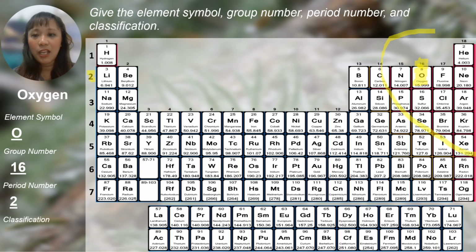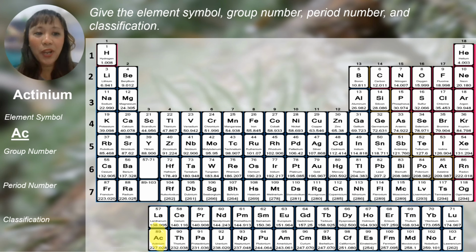Next, let's find actinium. Actinium is found here. Actinium, the element symbol is Ac. You've learned that in grade 7, that when you write the element symbol, the first letter should be big letter and then followed by a small letter. Then the group number is, we discussed that it should belong to group number 3, period, a continuation of 7, and classified as metals.